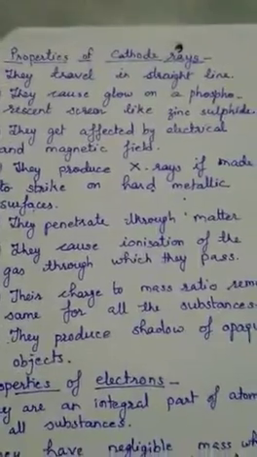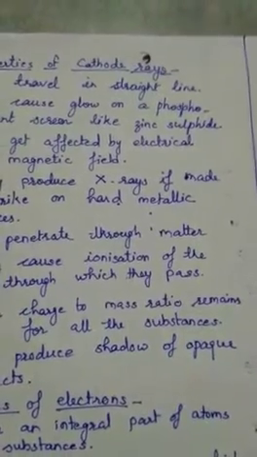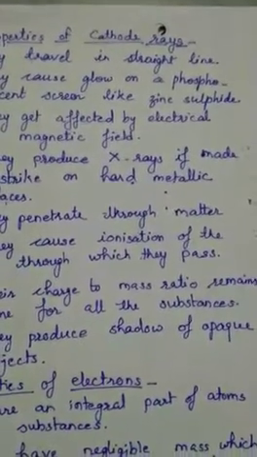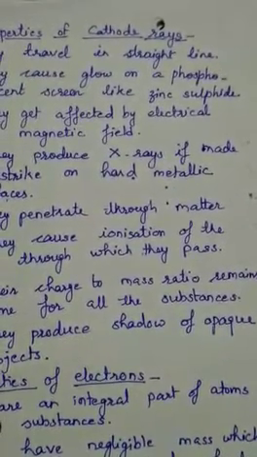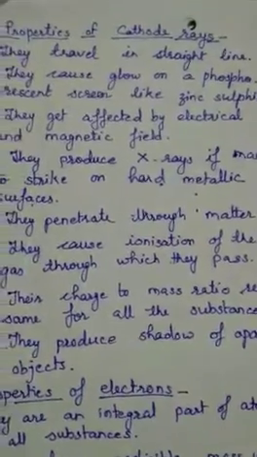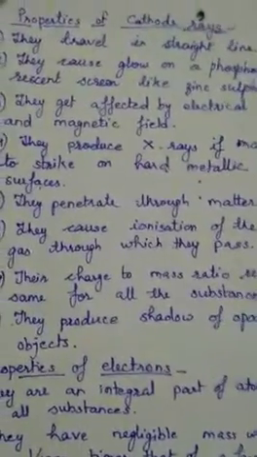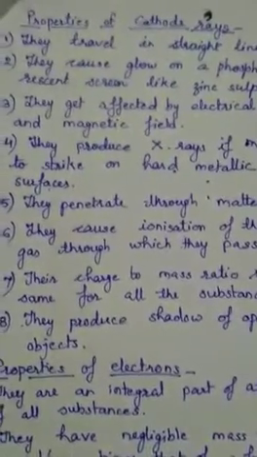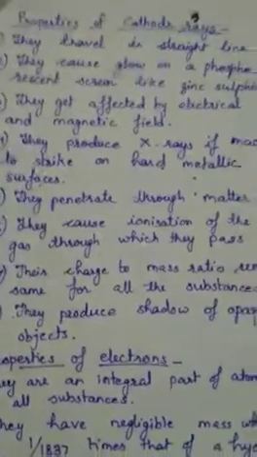Then they produce X-rays. X-rays are produced when these rays fall on some metallic objects, for example tungsten. When they fall on tungsten, the electrons present in the tungsten are removed and the other electrons come to fill the gaps in the tungsten atoms. This causes the electrons to move away from tungsten and X-rays are produced.